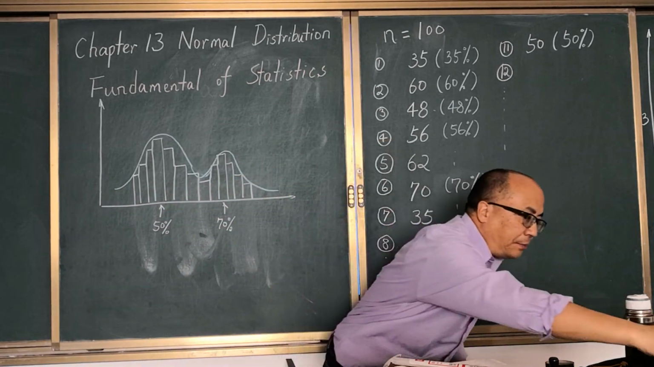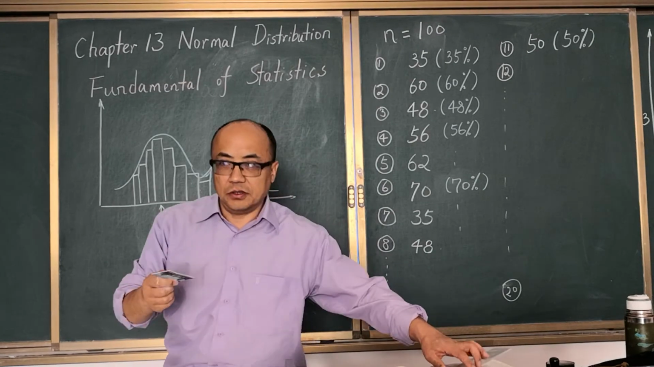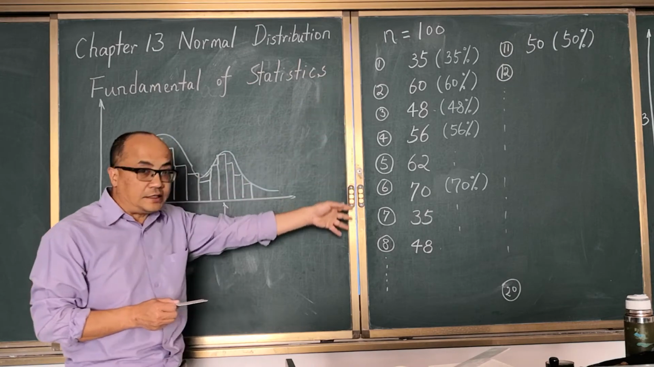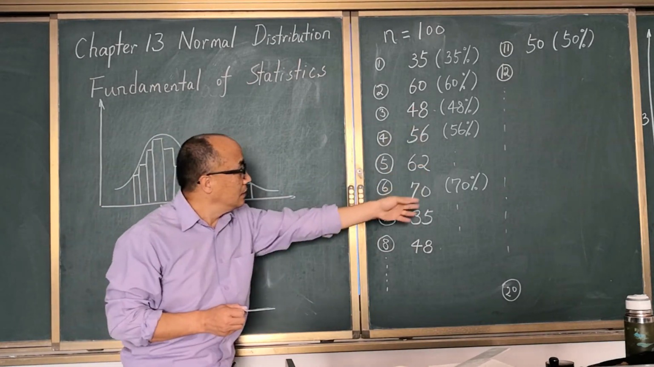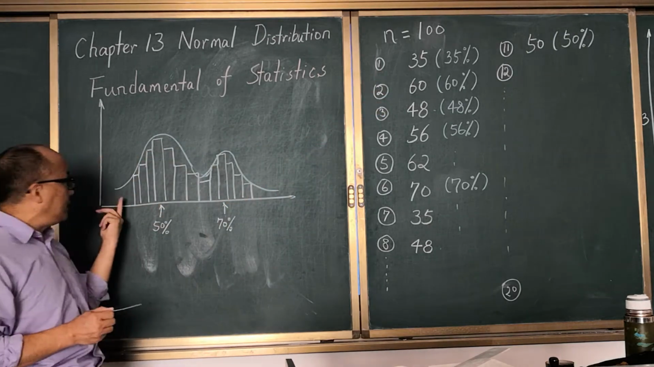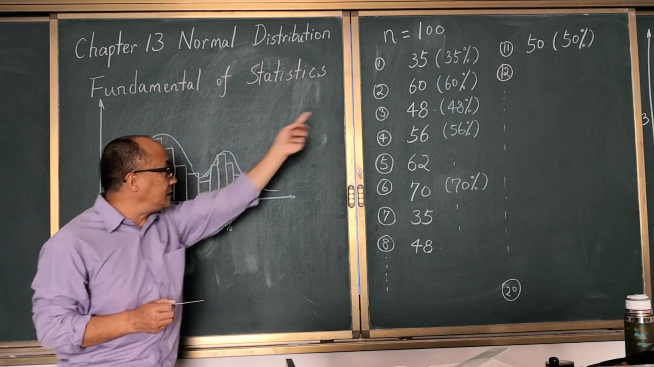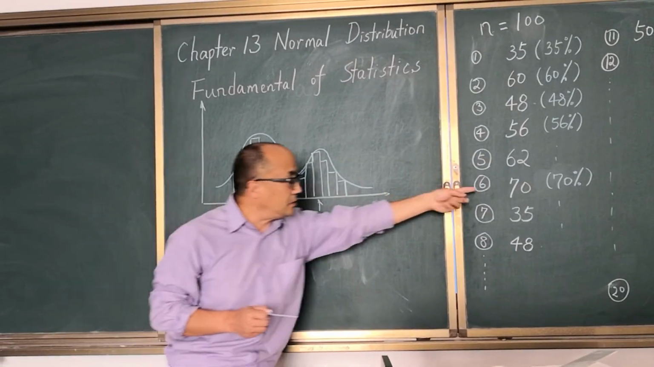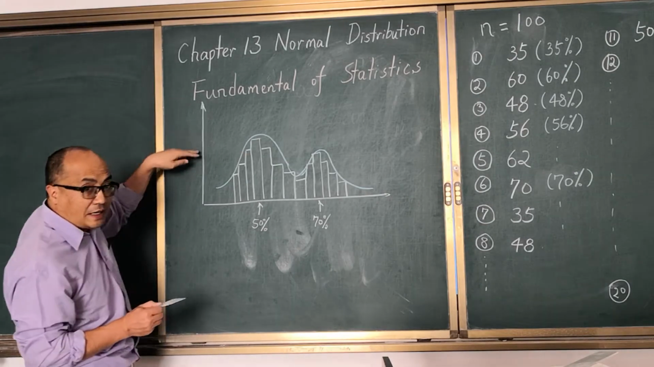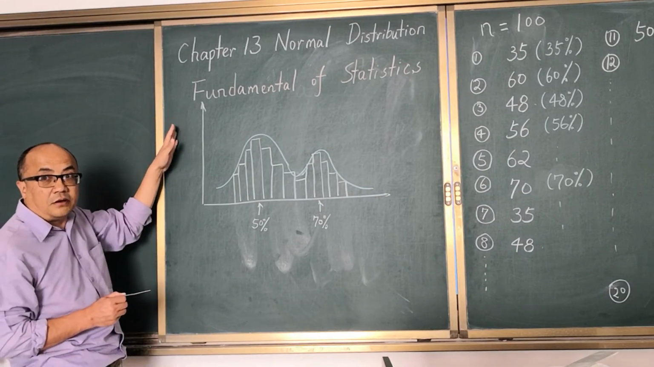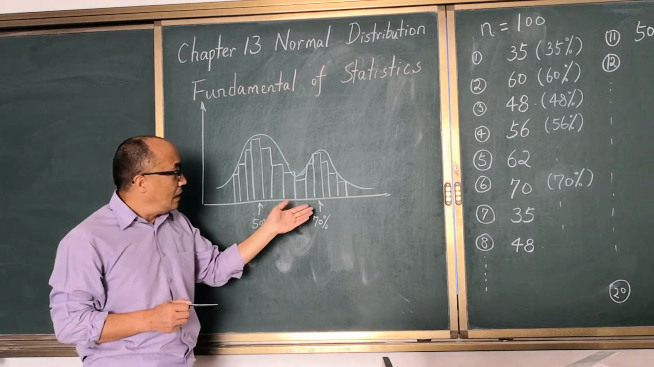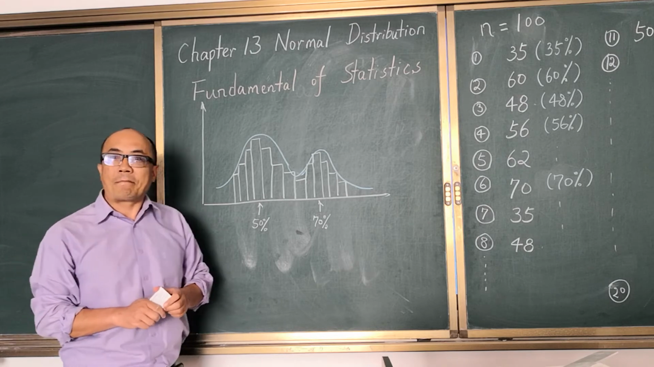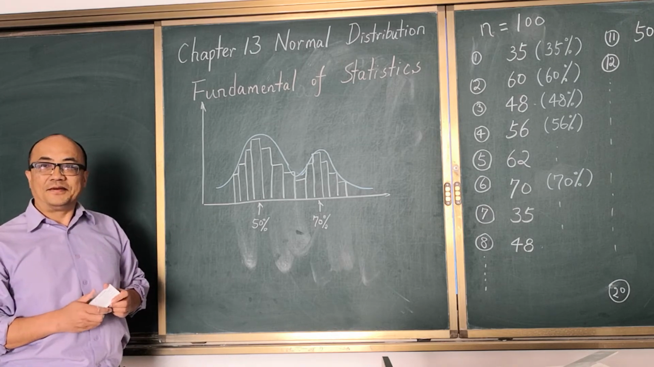100 coins are passed out to 100 people, and we did this experiment. Some got 35%, some 60%, some a 50% chance, some a 70% chance. This is how many times, okay? And we got this. What's the story?